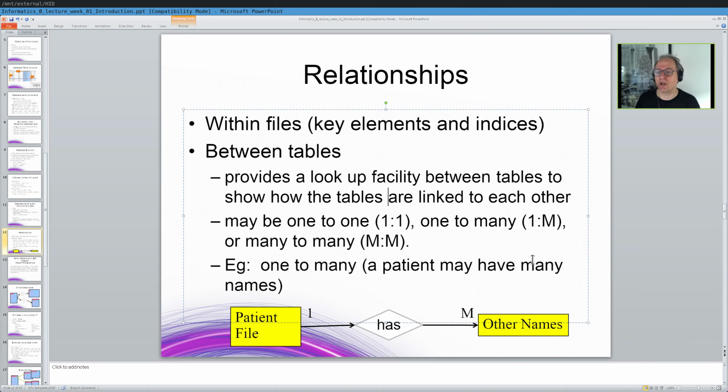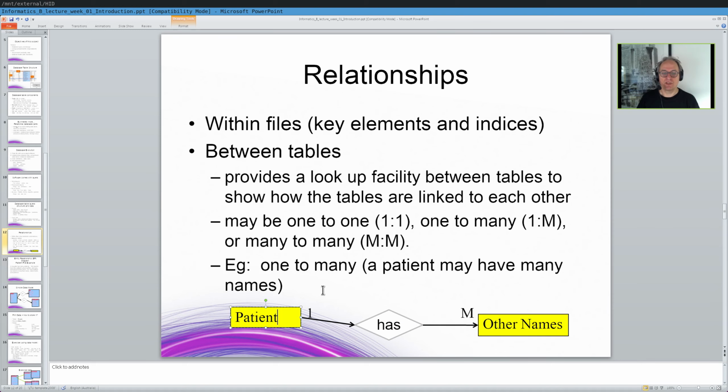One-to-many relationships are the most common. There are so many one-to-many relationships, and we'll have a big play with them. For example, one person, many appointments. One person, many tests. One person, many names. For example, down here, a patient has many names.